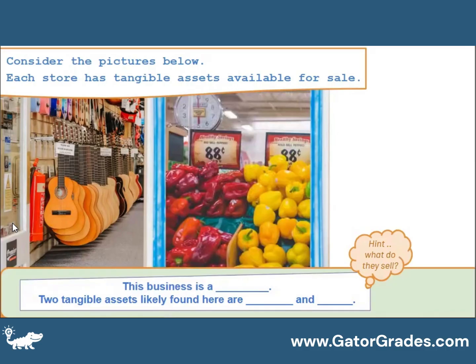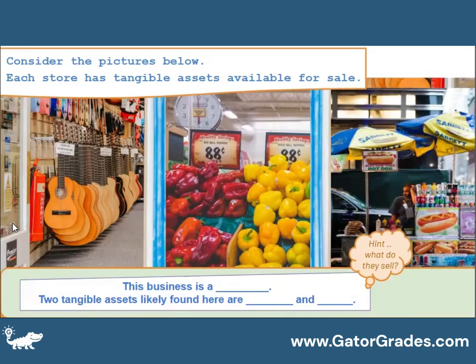What about store number 2? Using the sentence frame, what do you feel are two tangible assets that may be found within this store? Perhaps your sentence frame is this business is a supermarket. You guessed it. Two tangible assets likely found here are peppers and a produce scale.